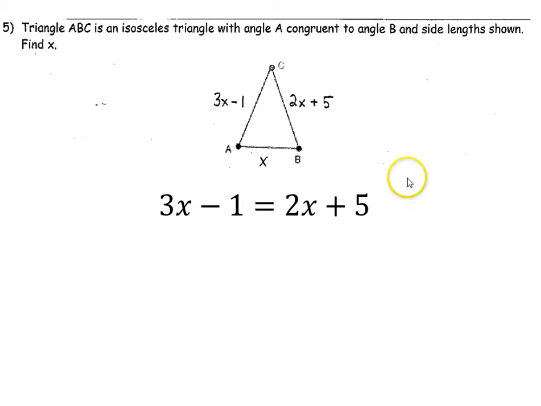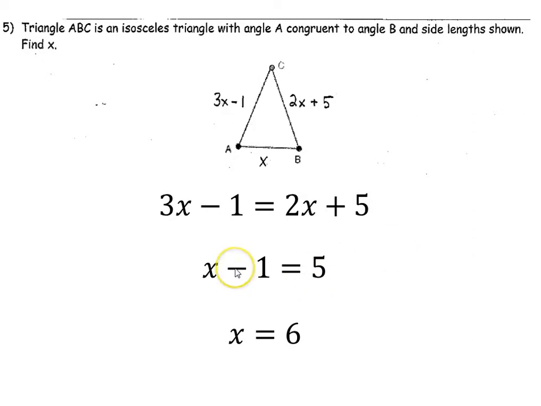So we can subtract 2x from both sides. 3x minus 2x is 1x, and the 2x's on the right-hand side are gone because we subtracted them. And now we have x minus 1 equals 5. And if x minus 1 equals 5, we can add 1 to both sides, or just look at that and say, well, x must be 6.